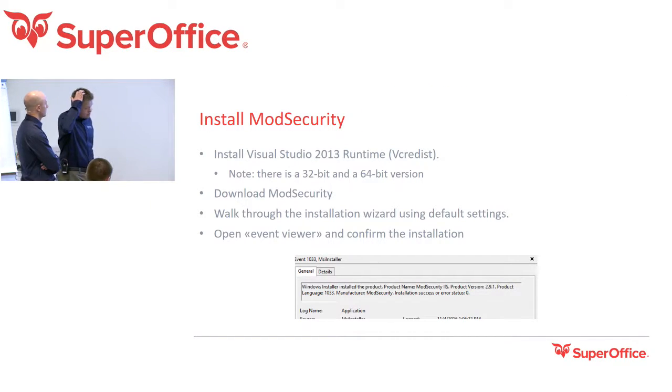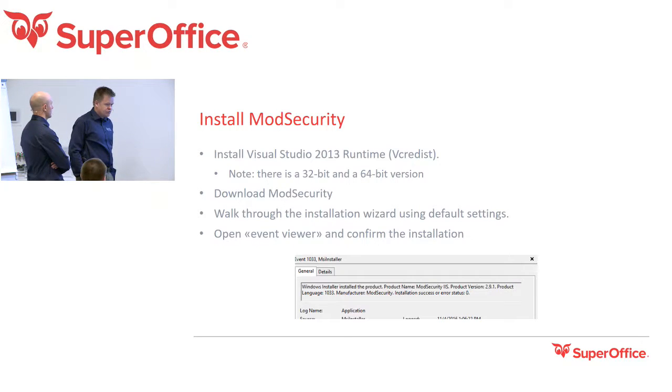So now we have a setup that works, and we need to add mod security into it. Then you need to install Visual Studio 2013, the runtime. Just download it from the web. Make sure you choose the right version. Download mod security and just run the install wizard using the default settings.